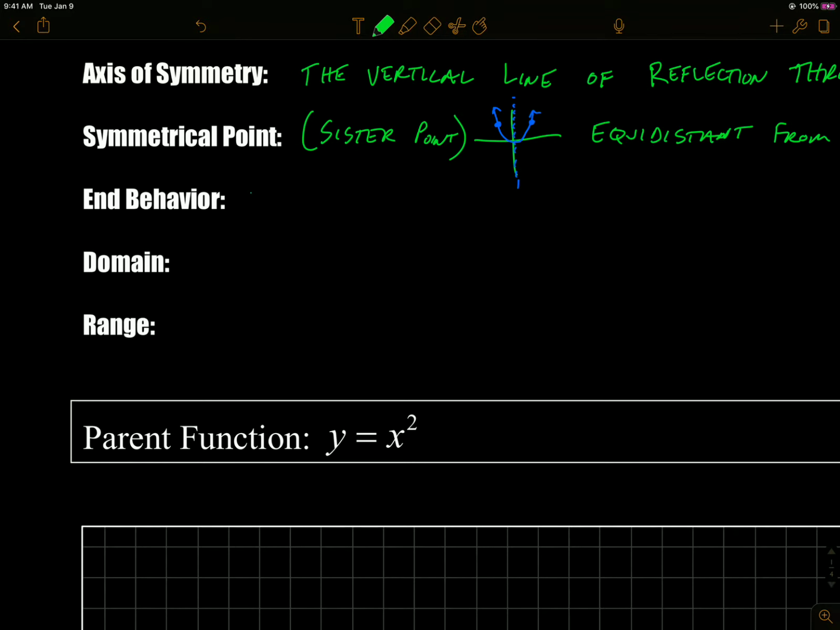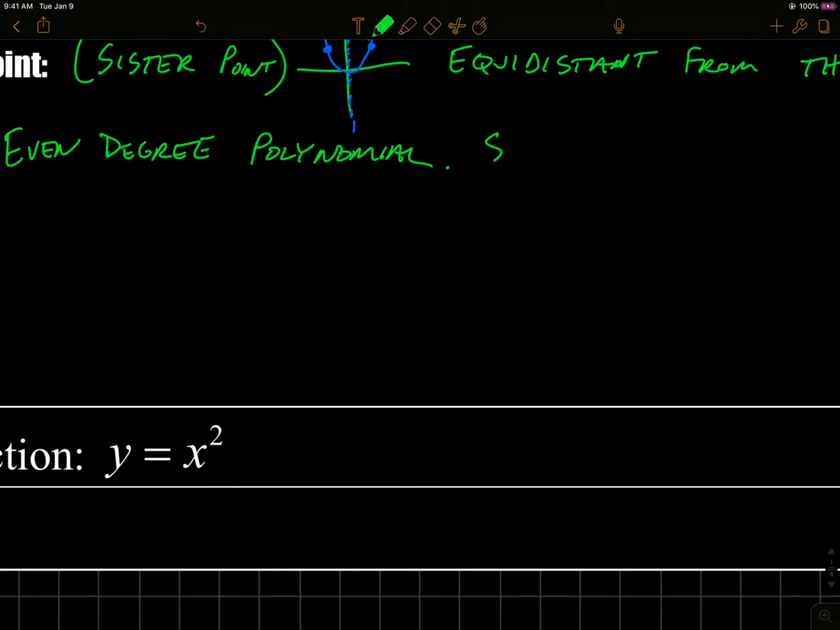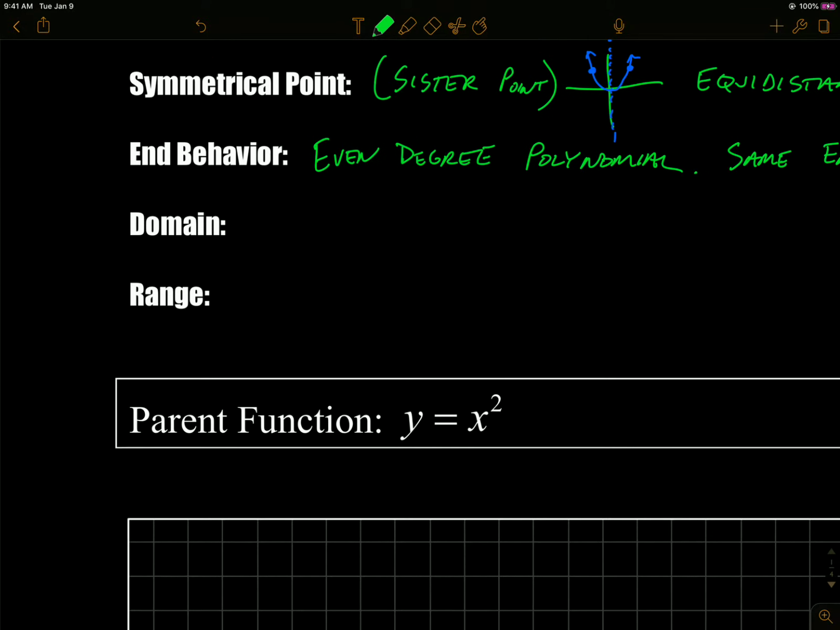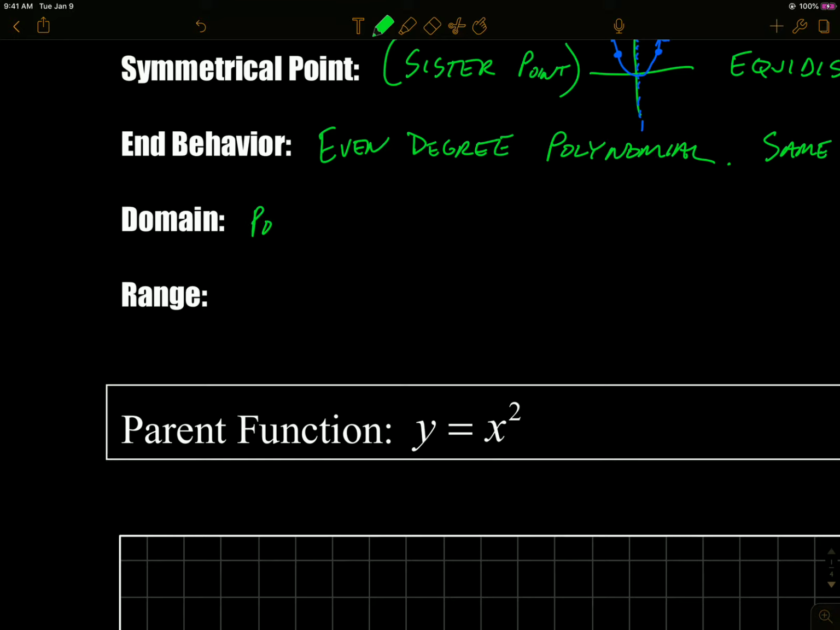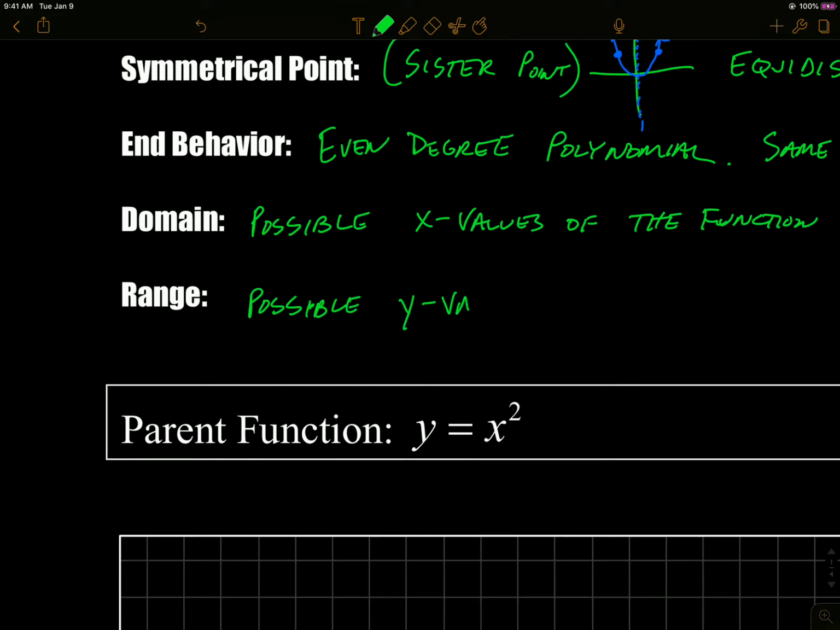And end behavior. We have an even degree polynomial. So from before, you should know that that means we have the same end behavior. The domain, that's going to be all the possible, remember domain is x values of the function. And the range is going to be all the possible y values of the function.